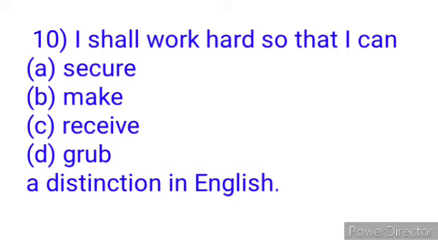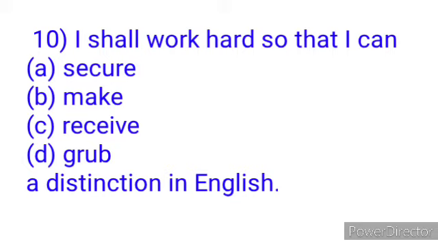It's not option A, secure. You can use secure when you talk about securing an admission or securing a space. But when you talk about score, you use the verb make, option B. Option C, receive. You don't receive score. You make it. You don't say, I received A in English. No, you made A in English.